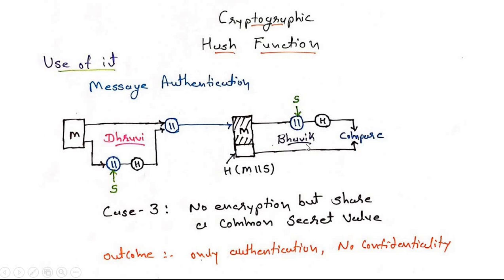Suppose he gets the same result. It means the receiver is receiving the original message. But in this message only authentication is there. There is no confidentiality, because again we are not using any type of encryption. So the receiver will be able to know that this message was forwarded by Dhruvi, but there is no confidentiality in the channel, like someone can extract the message from the channel.